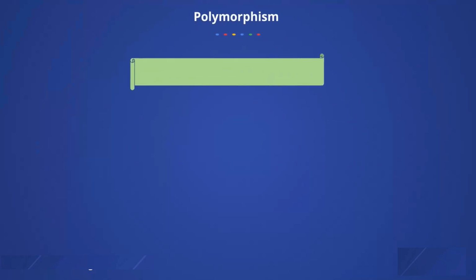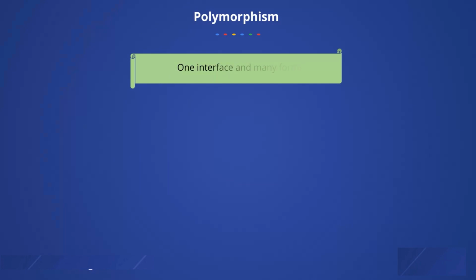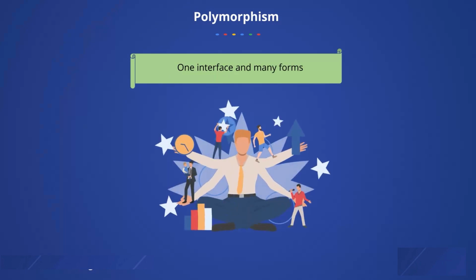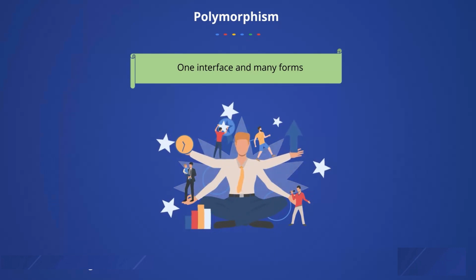Now, what exactly is polymorphism? Polymorphism is nothing but one interface and many forms. For example, consider me: I am a trainer in some X company, I am an employee in another company, I am a father of two daughters, and I am a son of a mother. So I am playing four roles here.